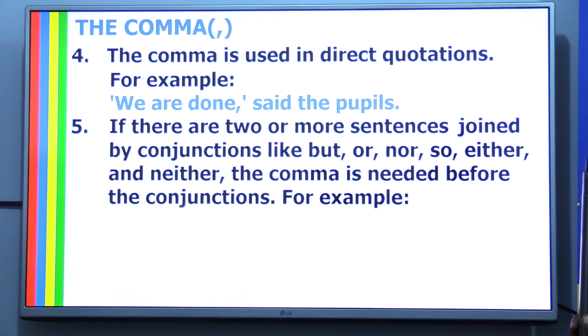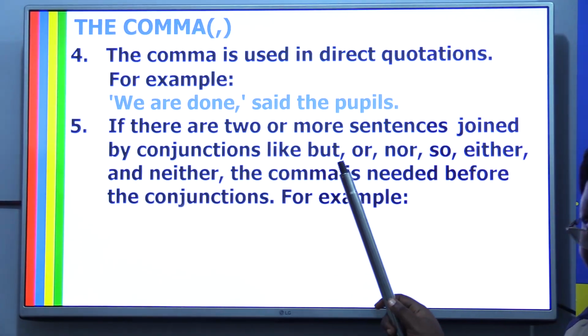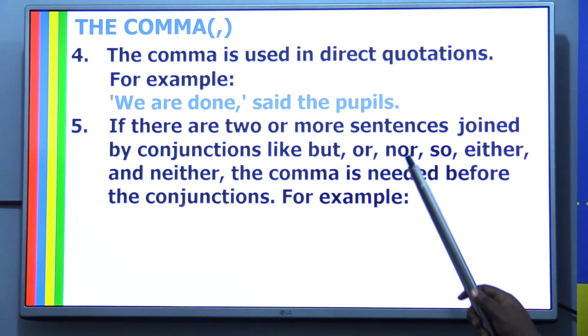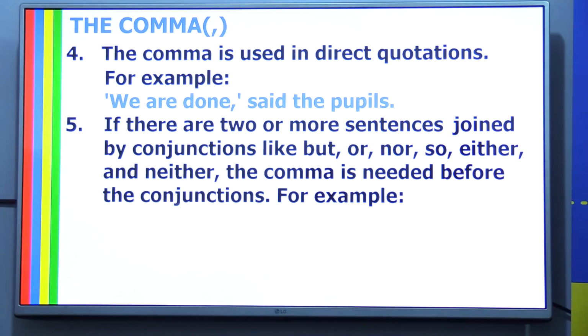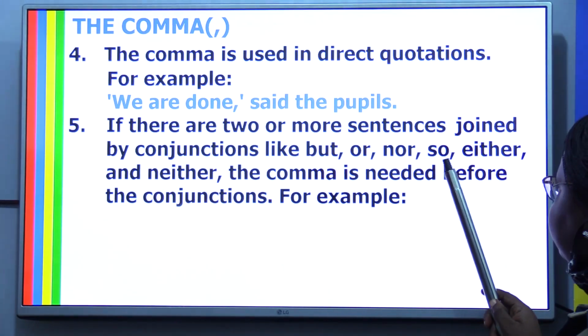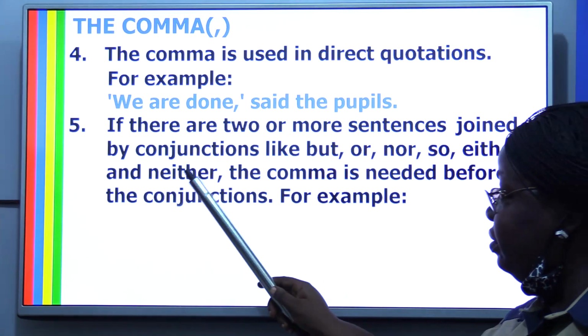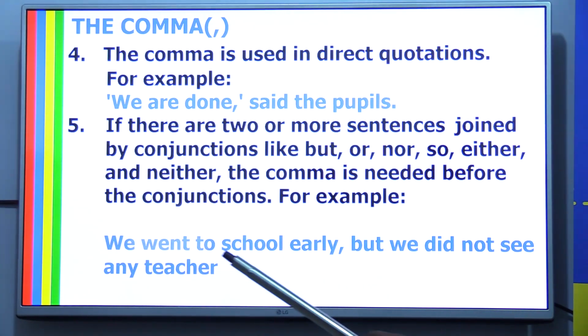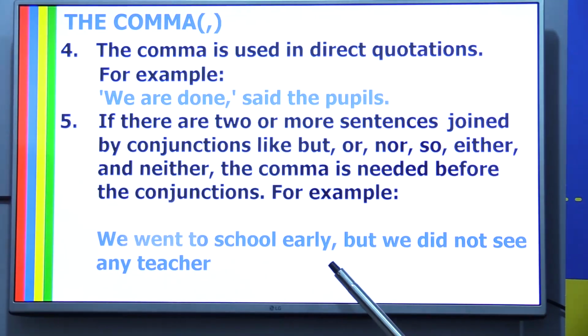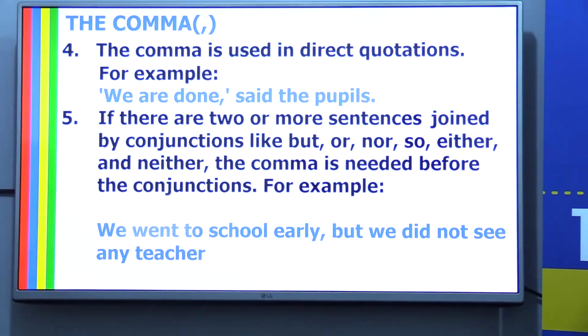If there are two or more sentences joined by conjunction, remember our conjunction lesson here. If there are two or more sentences joined by conjunctions like but, or, nor, so, either, and neither, the comma is needed before the conjunctions. Let's see what I mean by that. We went to the school early. What is the conjunction in this sentence? But. Good job, you. We went to the school early, comma, but we did not see any teacher.